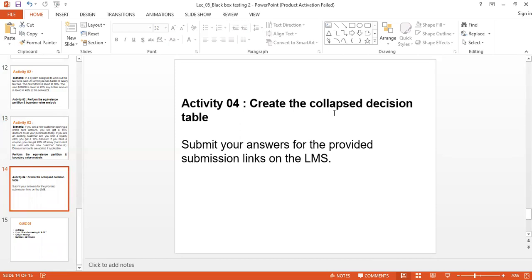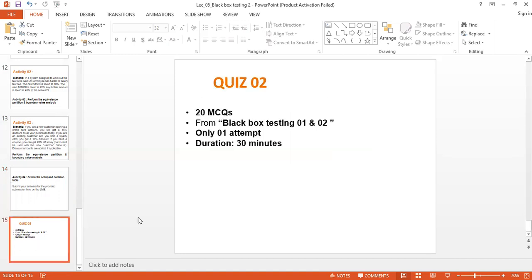So these are 3 activities that you have to do. And again, I will give 2 weeks to complete this quiz number 2. So you will have around 20 MCQs in black box testing, 2 lectures, right? So these are today's session.